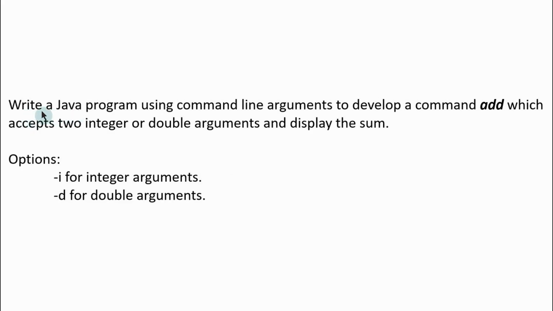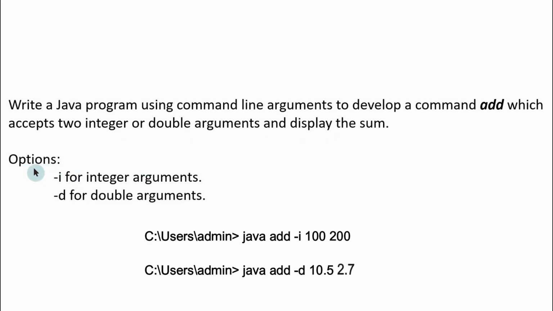Now we are going to write a Java program by using the command line arguments to develop a command add which accepts 2 arguments. Those arguments may be integer type or double type, and it displays the sum of those numbers. It accepts 2 options here. When the input arguments are integers, then the option would be -i. When the input arguments are double, then the option is -d. Since I should have the command with the name add, I am going to create a source file with the name add. For that I am taking the help of the Notepad editor.